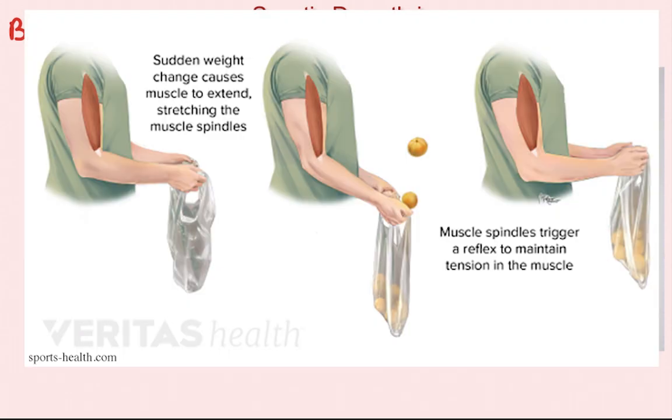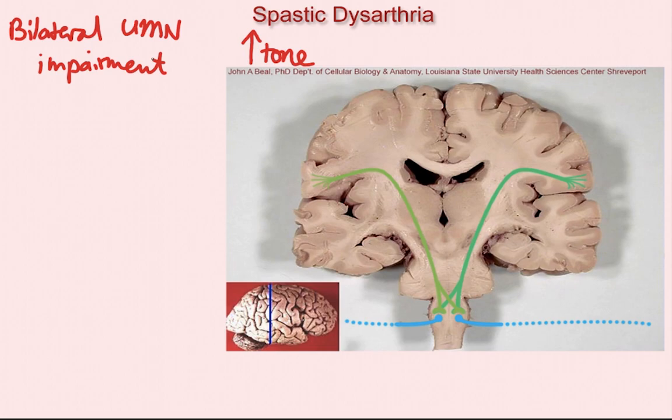But in addition to communicating with the brain, they also have a reflex where they react to any changes in length by contracting. And that allows you to maintain the same posture or the same position without brain involvement. Now, the upper motor neurons, their job is to inhibit that at times, so to tell them to calm down and to allow the muscle to stretch at certain times. So without the upper motor neurons giving them that signal to relax, the stretch reflex overreacts and causes high tone.